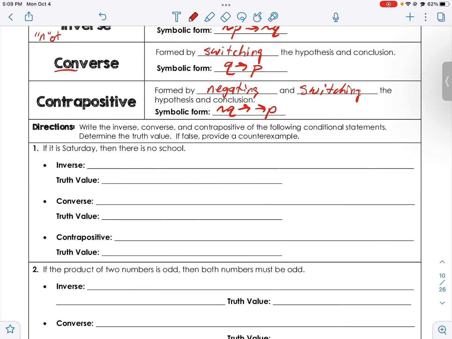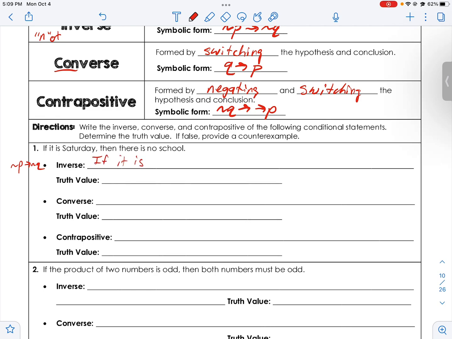Now, we're going to try this out. Write the inverse, converse, and contrapositive of the following conditional statements. Determine the truth value. If false, tell me why you think it's false. So here's the conditional statement. If it is Saturday, then there is no school. Inverse means to not that. So the inverse, and I'm going to write it out here, is just going to be not P, then not Q. Just so I remember not.